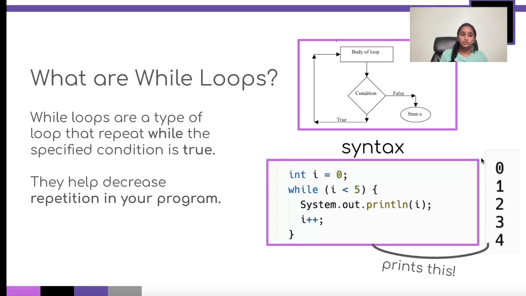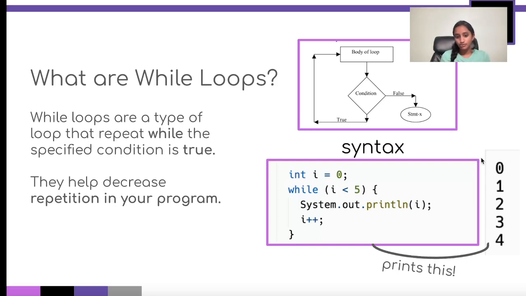So while loops are basically a type of loop in Java where they can repeat while the specified condition is true. So in a loop, the condition has to amount to a Boolean value, true or false. If the condition stays true, it'll continue running until the condition is false.